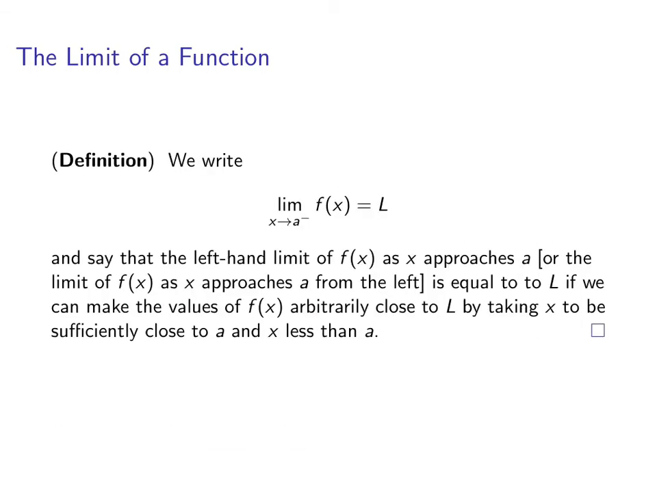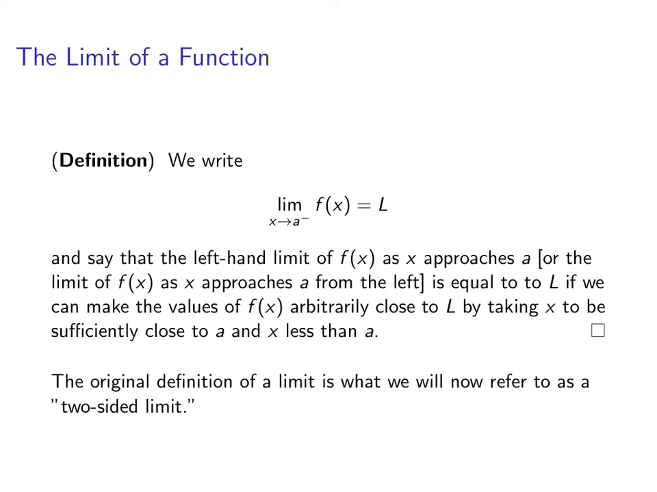What we're going to do is say that the limit as x approaches a from the left of f of x is equal to L, and we'll call this the left-hand limit, or the limit of f of x as x approaches a from the left. This is equal to L if we can make the values of f of x arbitrarily close to L by taking x to be sufficiently close to a, and x has to be less than a. So we're not going to consider values of x that are bigger than a.